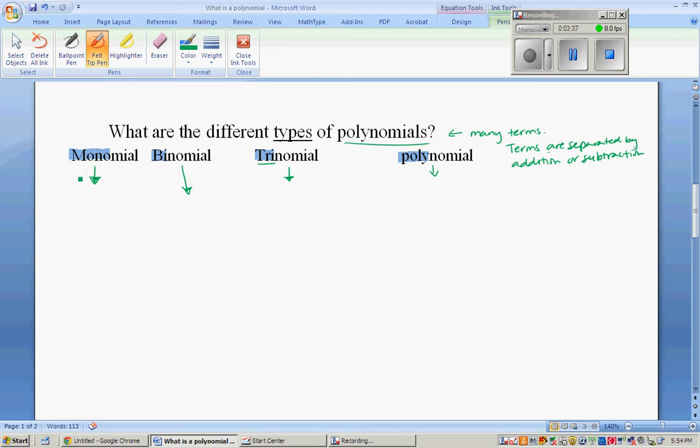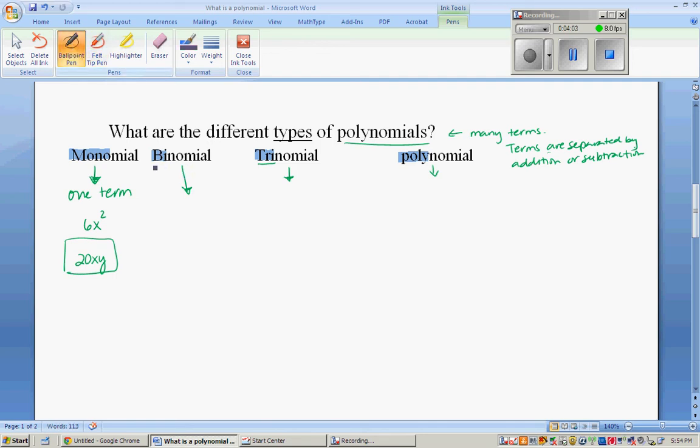A monomial, which is kind of a contradiction in terms, means one term. And an example of that would be like 6x squared. That's one thing. Nothing is being added or subtracted to it. Even something like 20xy, that's still only one term. So that would count as a monomial.